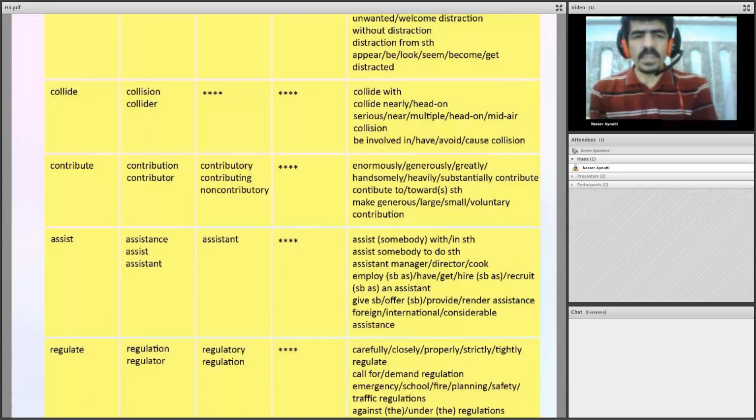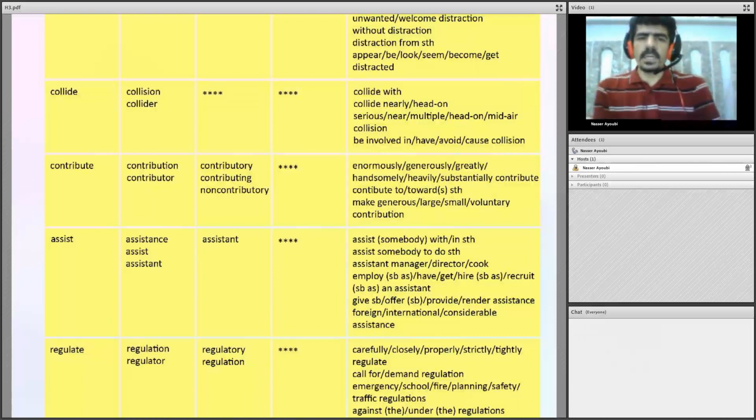Head-on collision means, let's say, face-to-face, bumper-to-bumper. When two cars are involved in a head-on collision, they hit each other from the front. Mid-air is in the middle of the air, in the air or in the sky. Multiple, many in number. And examples.